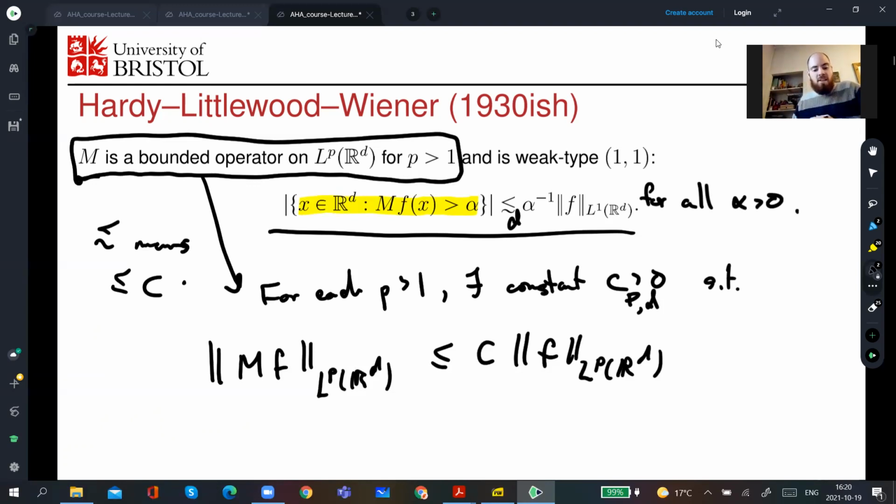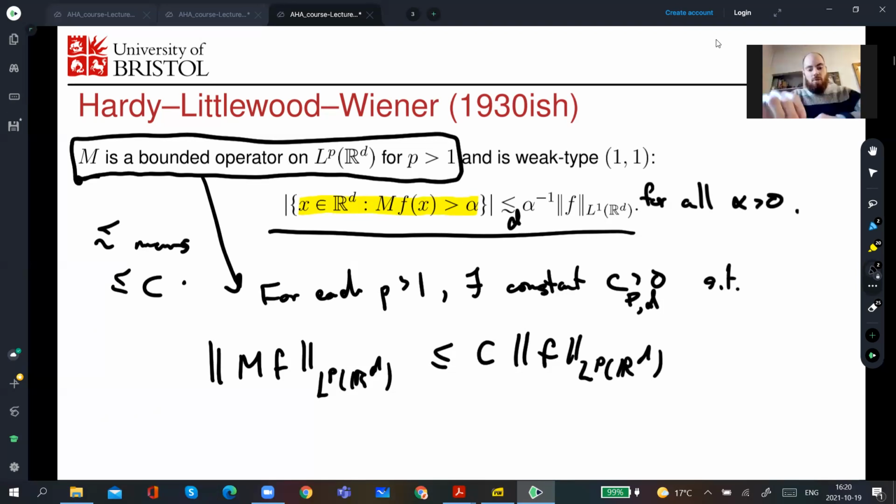A priori, it's not even clear why it isn't all of Rd or something, right? Which would have infinite mass. But it turns out it has finite mass for each alpha, and you can quantify exactly how much. So that's an important part of this theorem.